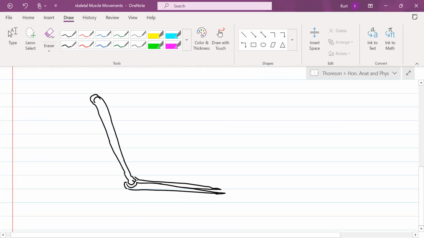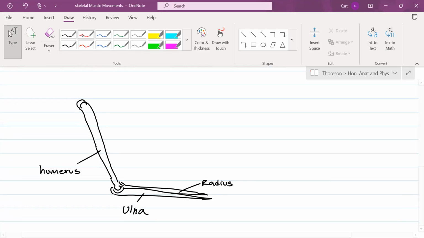Can you guys tell me what bones I just drew? Humerus, good. Is the radius with the elbow or without the elbow? Without. And the ulna is the one with the elbow. Your elbow is actually called the olecranon.